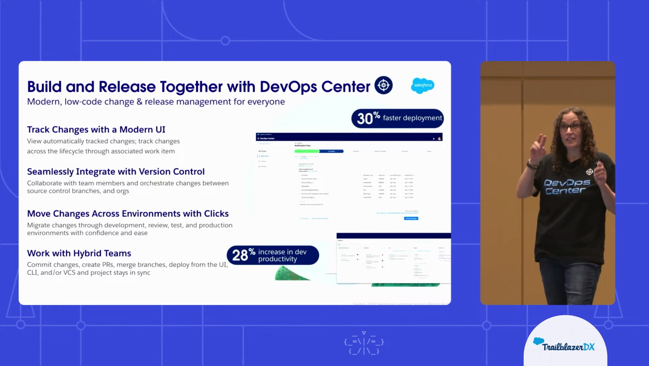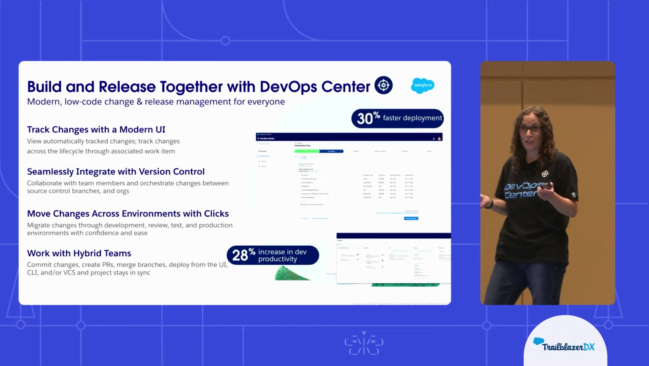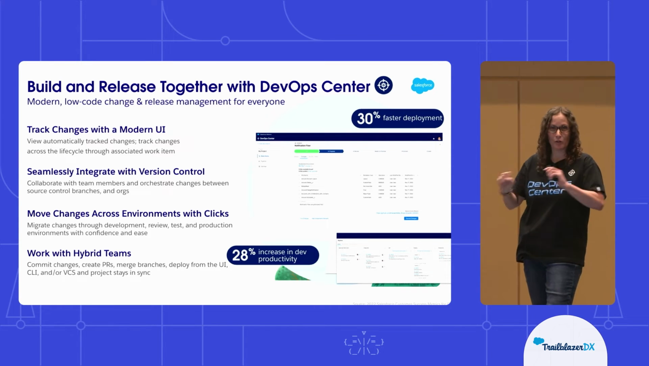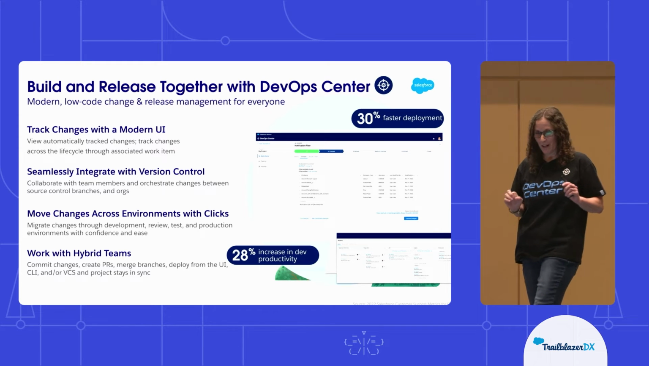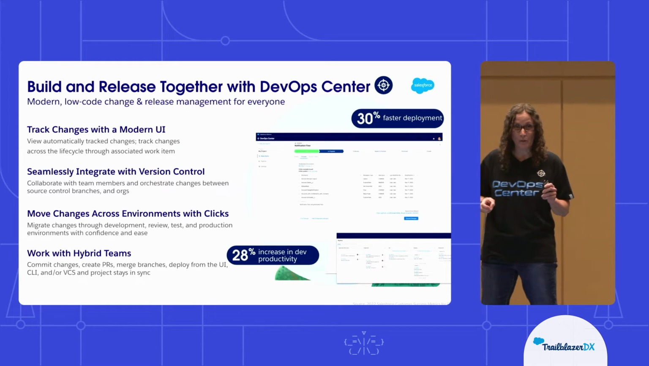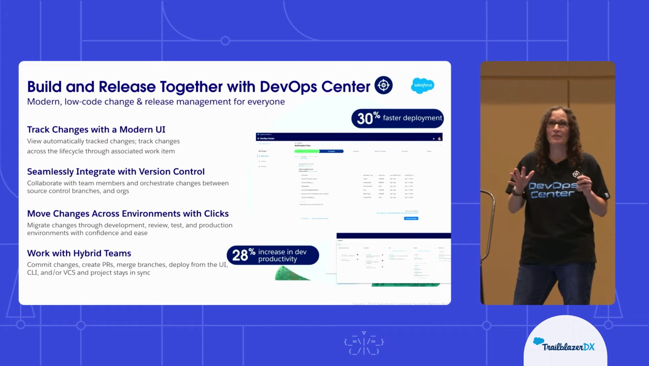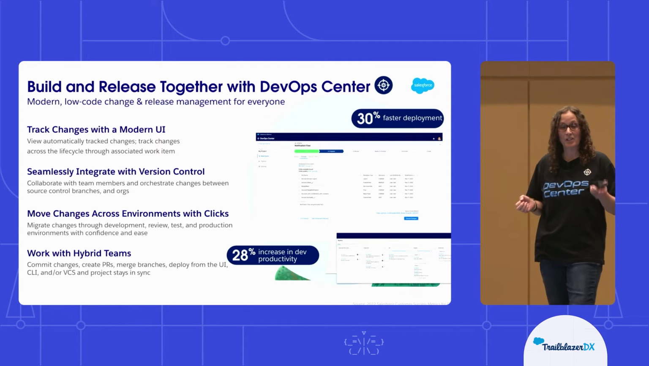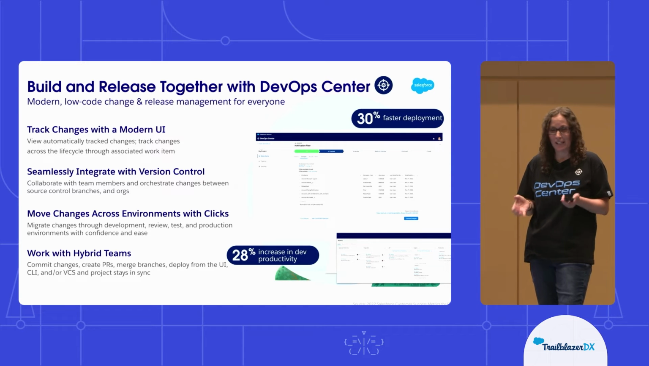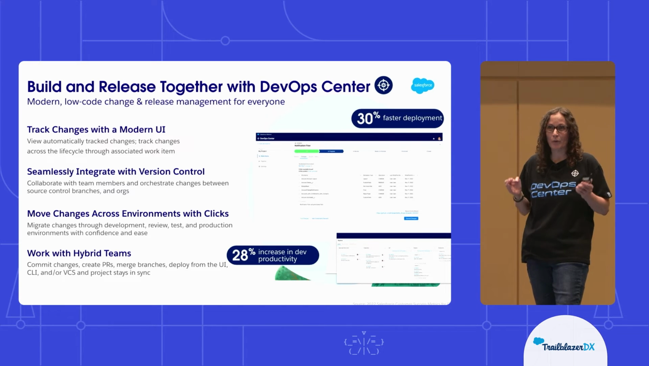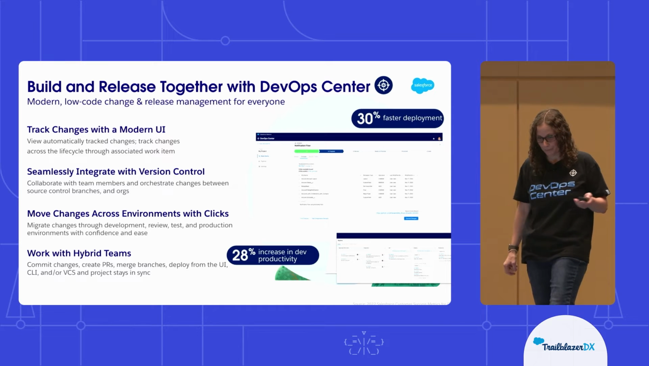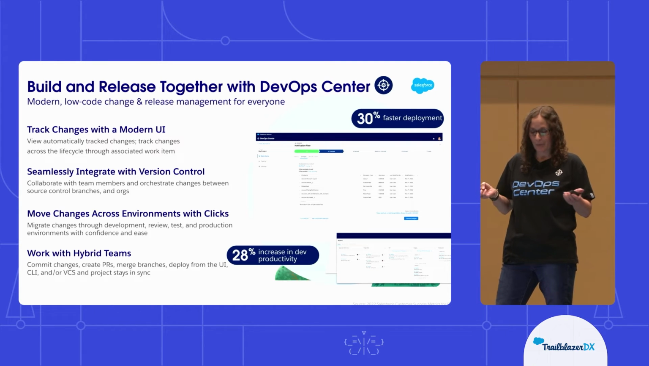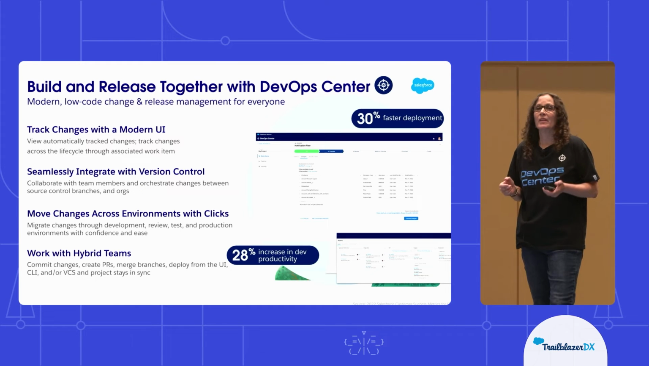Every DevOps Center project has a corresponding source control repository, and because everything is in the repository, team members have complete transparency into each other's changes. And best of all, we do the heavy lifting. DevOps Center can create the repository and branches for you. You move changes from sandbox to sandbox with clicks.